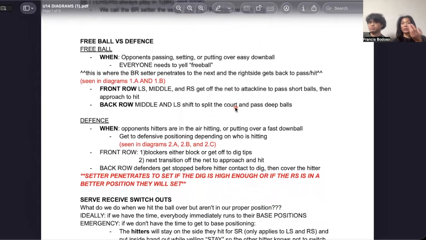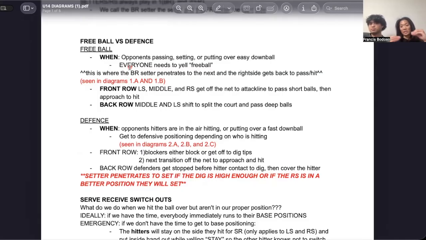Okay, we're going to go over free balls versus defense and what decisions we make, or what we see that allows us to make that decision. So, when are we choosing to transition for a free ball? It's when the opponent is passing or sending a ball over, or they're putting over an easy down ball where they're not moving a lot. It's obvious they're hitting a down ball, and we can get stopped in time to dig it.